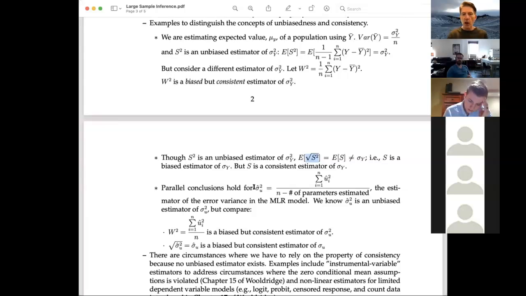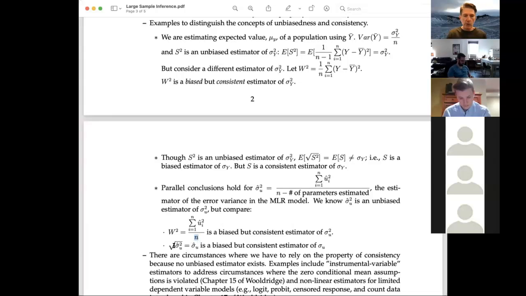The same thing holds. On the previous page, our estimator for the variance of the error term is that we take the sum of squared residuals and divide by n minus the number of parameters estimated. If we divide by n instead, that would be a biased estimator. But if we had an n of 500 or 1,000 or 10,000, it's not going to make a difference. So that w squared, where we divide by n, is a biased estimator, but it's a consistent estimator. It gets it right as the sample size gets sufficiently large.